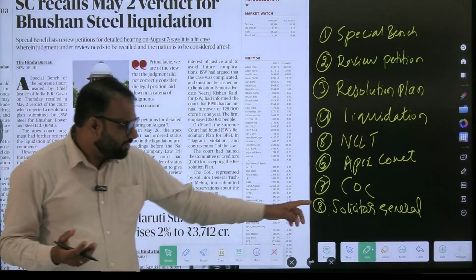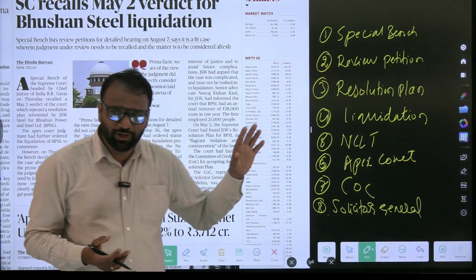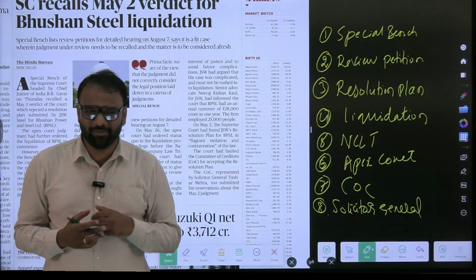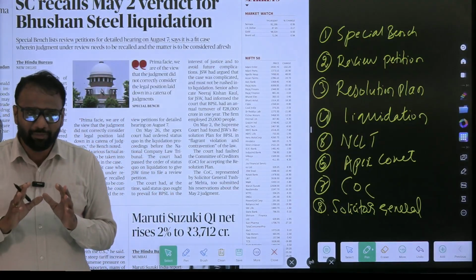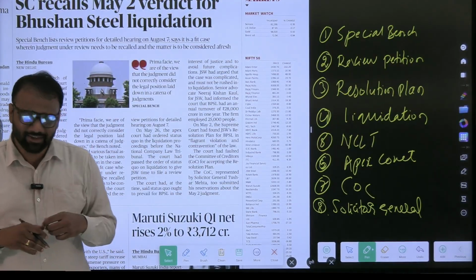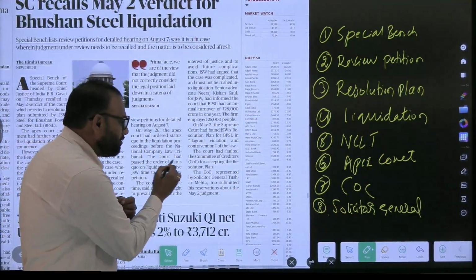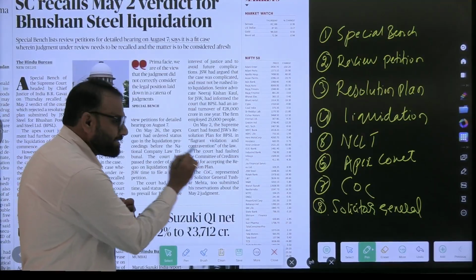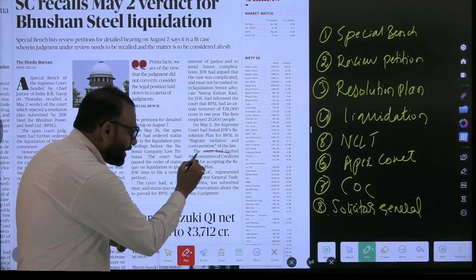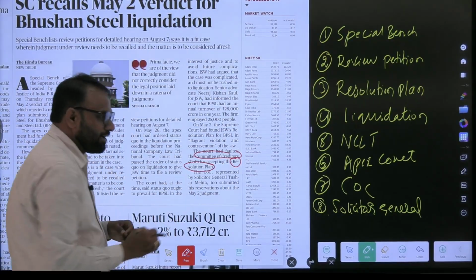Now if you look here, we saw something called liquidation, we saw resolution plan. Now will you tell me, this resolution plan will be submitted to whom and who will accept it, based on this article? Resolution plan was submitted by someone and it was accepted by someone. If you look at this, see here. The court had faulted the committee of creditors for accepting the resolution plan. See here, now we are connecting. Here we have the committee of creditors for accepting the resolution plan.